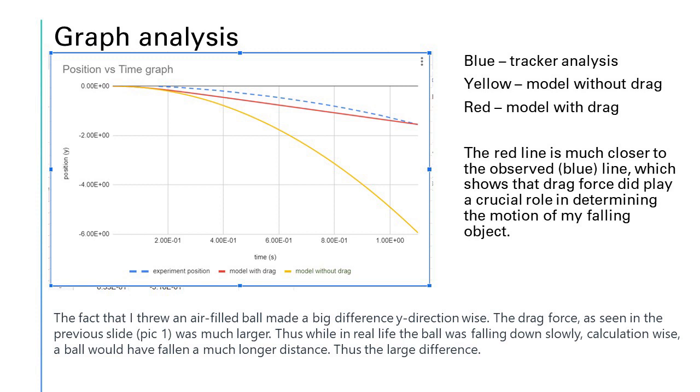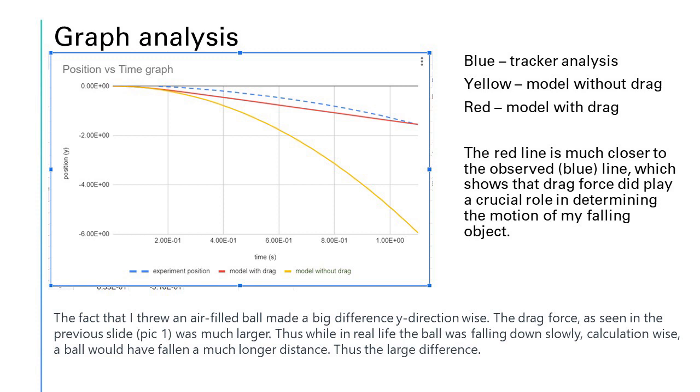Here's my graph. The blue shows the analysis from Tracker. My yellow shows the model without drag, while my red shows the model with drag. The red line is much closer to the observed blue line, which shows that drag force did play a very crucial role in determining the motion of my falling object.